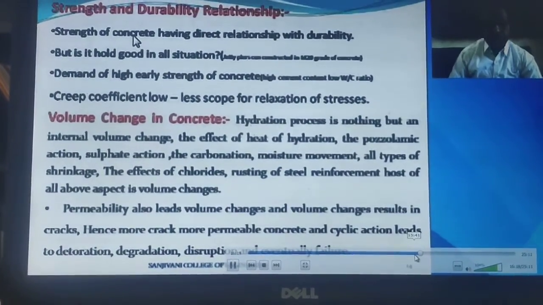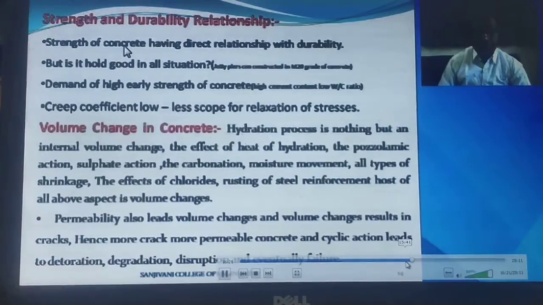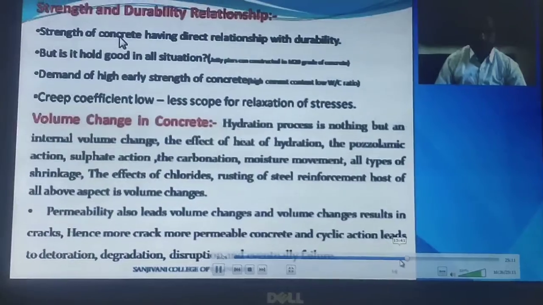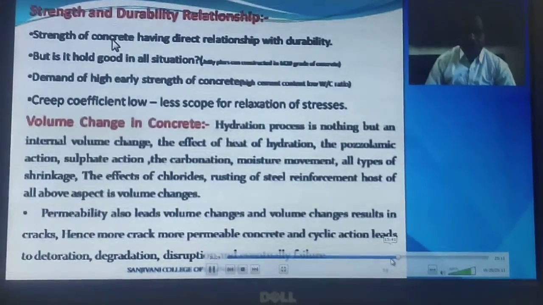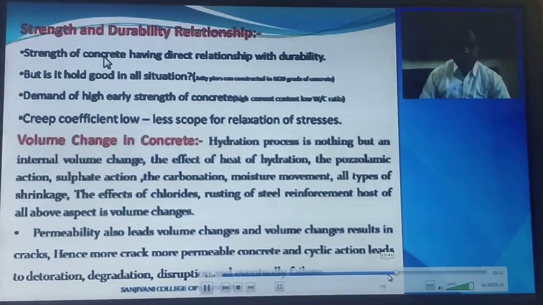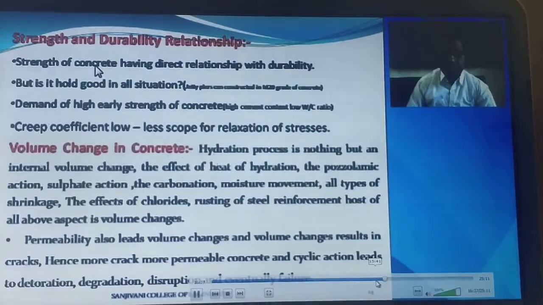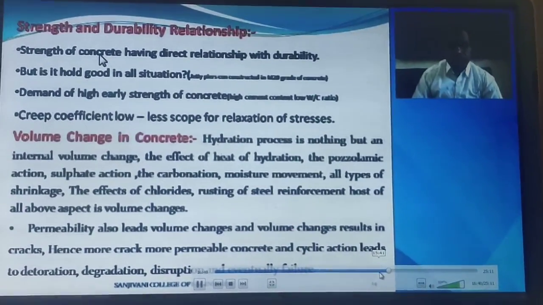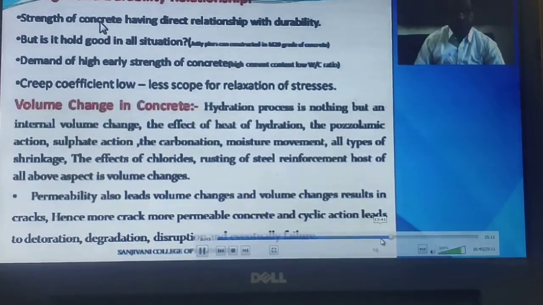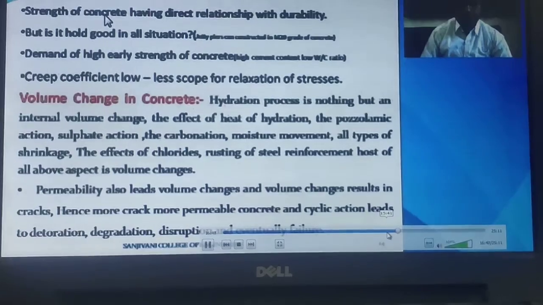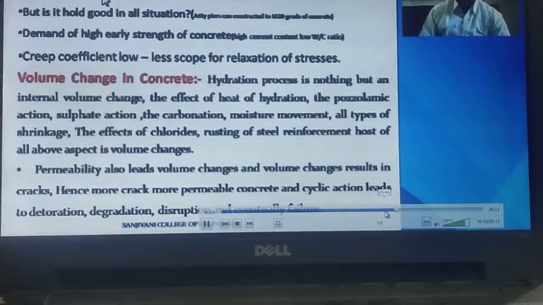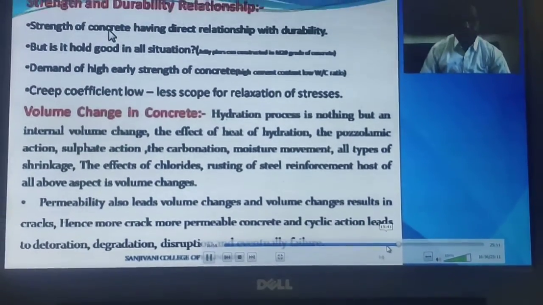Let's check it. One example: if we construct jetty piers, it is sufficient to use M20 grade of concrete. If we use M20 grade of concrete, we can definitely produce a better quality of jetty piers. But when these piers are subjected to marine environment, is it durable? No, definitely no. So special care must be taken while designing these jetty piers. It should be impermeable. It should not suffer carbonation. It should not suffer chloride attack. Such care must be taken while designing the jetty piers.